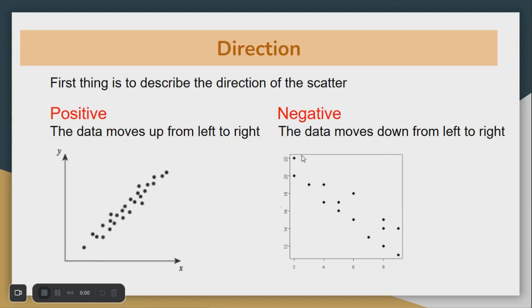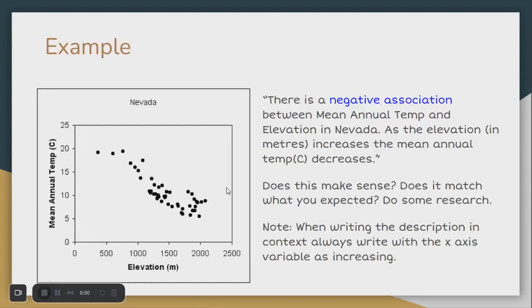This one we call a negative direction because it's going from the top down to the bottom. So the general words here are a positive relationship or a negative relationship. In this particular one, I've written there is a negative association between mean annual temperature and elevation in Nevada. As the elevation in meters increases, the mean annual temperature decreases. So you can see that that's from here to here. Does this make sense? Does it match what you expected?